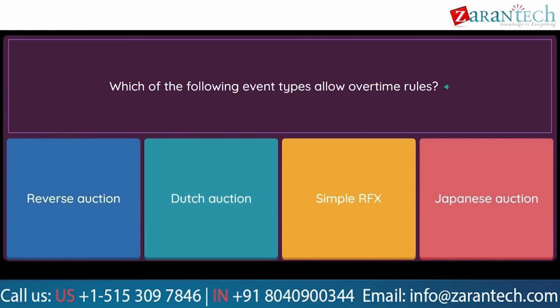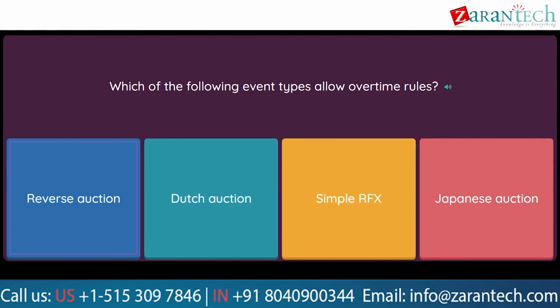Question: which of the following event types allow overtime rules? Option 1 Reverse auction. Option 2 Dutch auction. Option 3 Simple RFX. Option 4 Japanese auction.